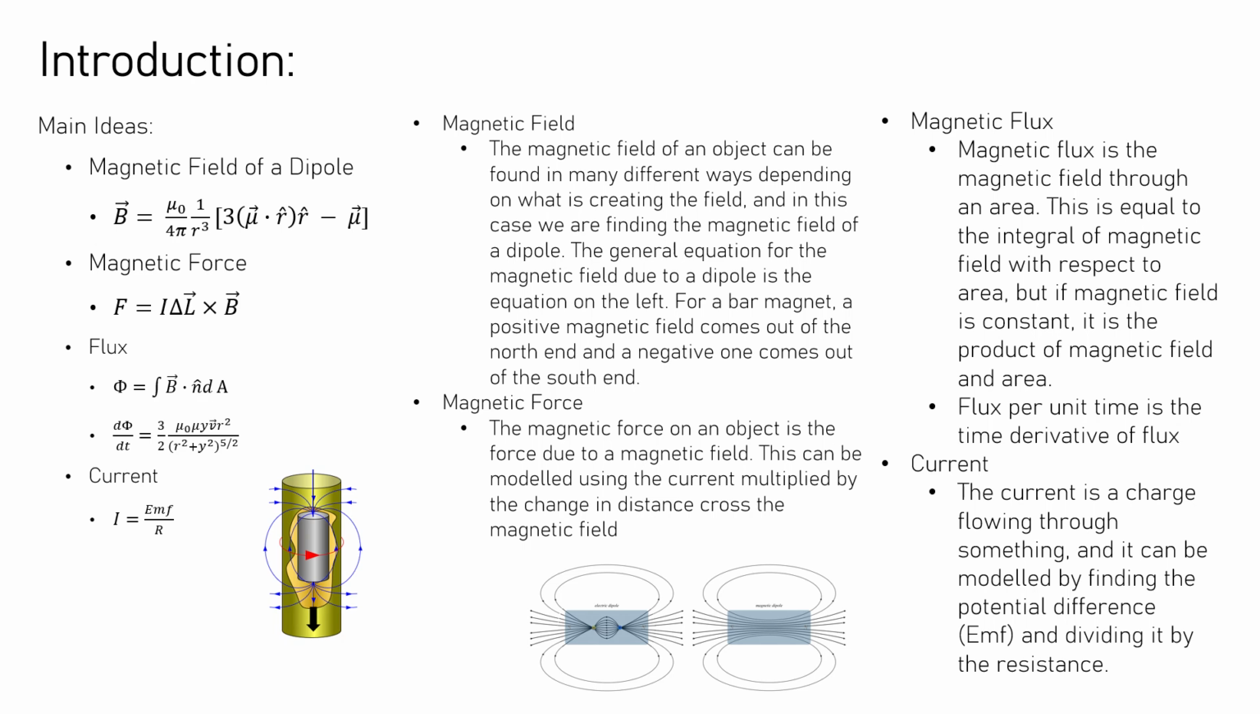Magnetic flux is the magnetic field through an area, and this is the integral of the field with respect to area. But if the magnetic field is constant, it's just the product of magnetic field and area. And flux per unit time is the time derivative of flux. And the current is the charge flowing through something, and it can be modeled by finding the potential difference, EMF, and dividing it by resistance. And all the equations are shown on the left.